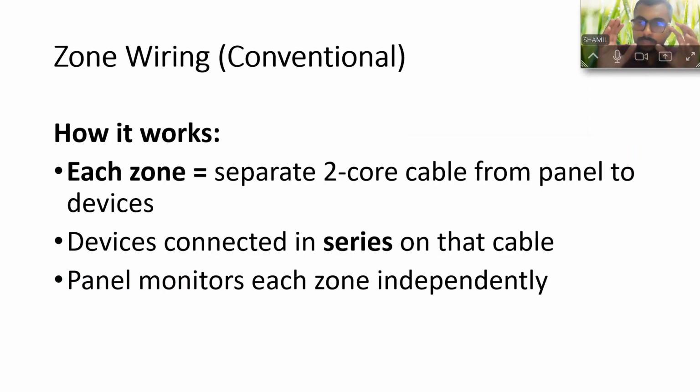Now, let's go into detail on zone wiring. In zone wiring, as I said before, each zone in the conventional fire alarm system will have a separate two-core cable from the panel to the devices, and these devices are connected in series on that cable. The panel will monitor each zone independently. That is, every zone, zone 1, zone 2, zone 3, zone 4, up to whatever the capacity of the panel is, will be monitored separately by the fire alarm control panel. So this is what zone wiring is all about.